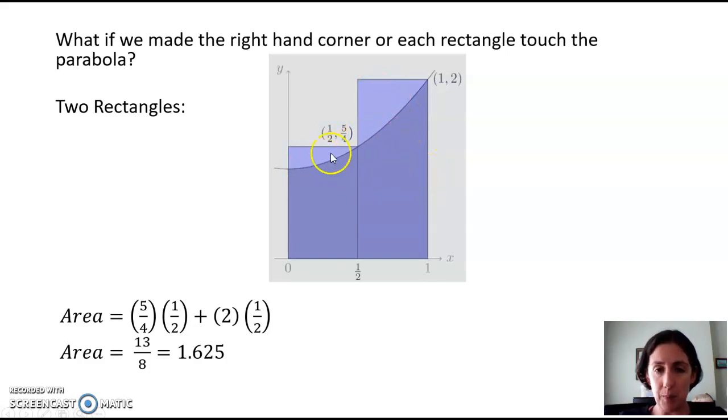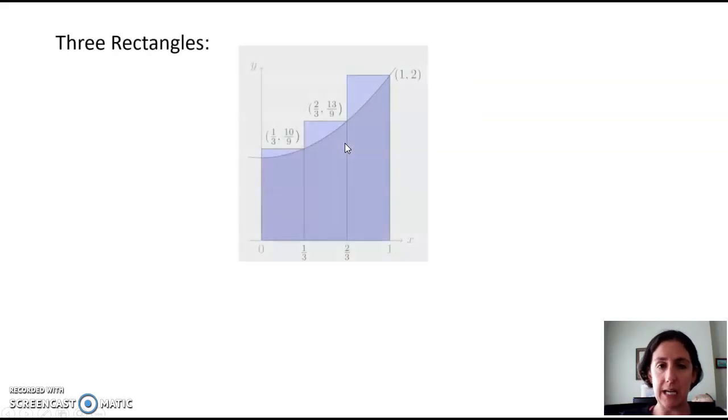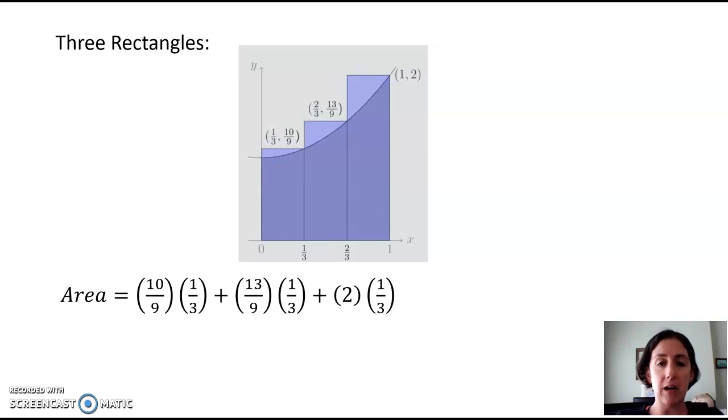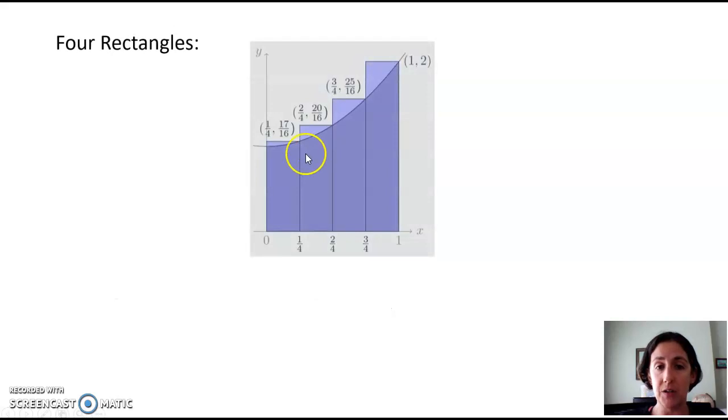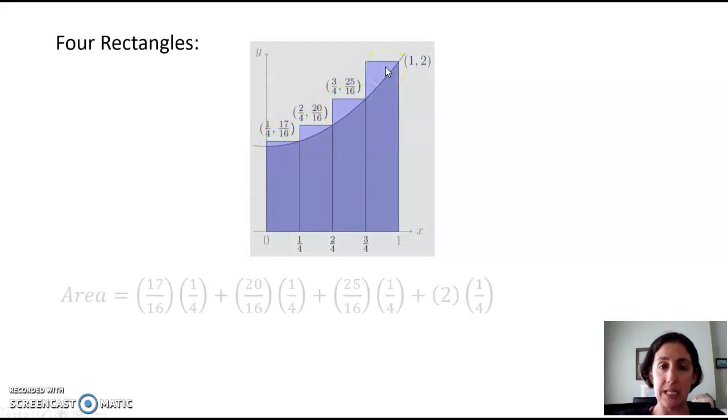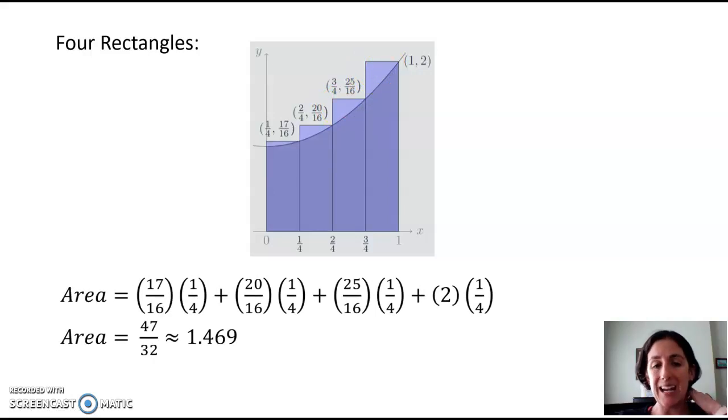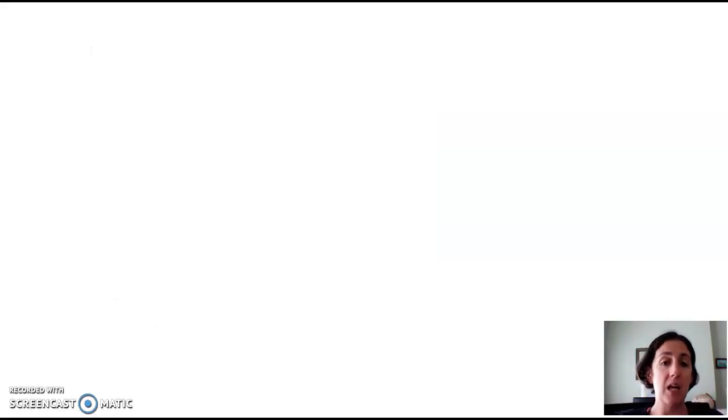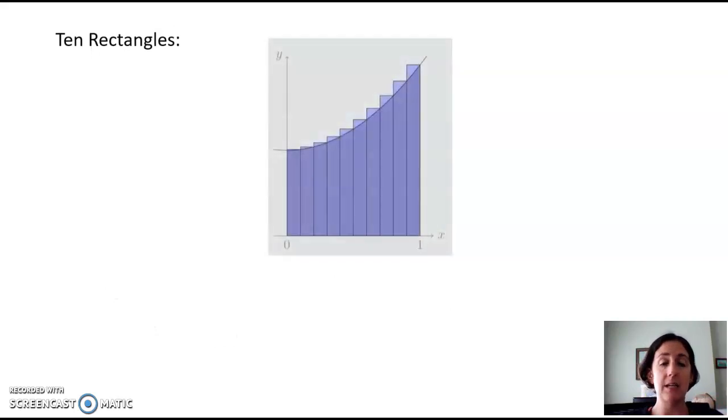Now this light purple, this extra stuff, if I use 3 rectangles, it's a little less. I have less of the light purple stuff, a little less of the extra stuff. I can calculate the area of those 3 rectangles, add them together to get an approximation of the dark purple, about 1.519. Now what happens if I use 4 rectangles? Then I have less and less of this extra light purple stuff, and when I calculate that area, I get about 1.469. If I were to use 10 rectangles, as you can see, a lot less of the extra light purple.